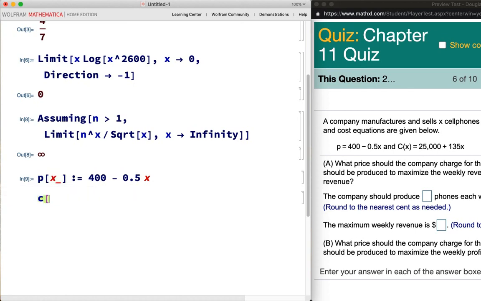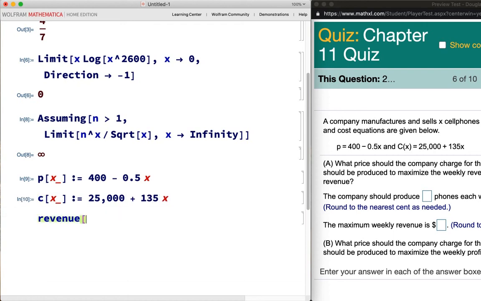I cannot use capital C in Mathematica. It's a reserved variable name. But I can use lowercase c. c of x is equal to 25,000. I did not type that comma, by the way. Mathematica typed the comma for me because of how I formatted my copy of the software. And I think we've been through this discussion already, so I feel no need to repeat myself again here. Cost of x is equal to 25,000 plus 135 times x.